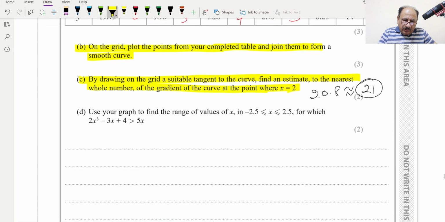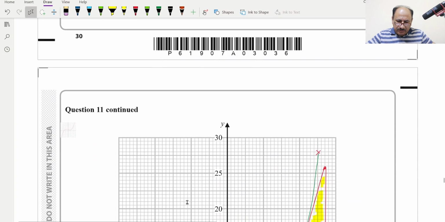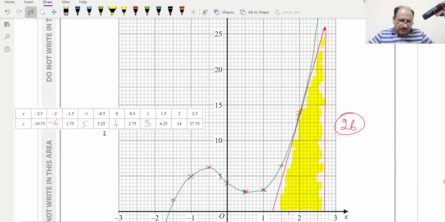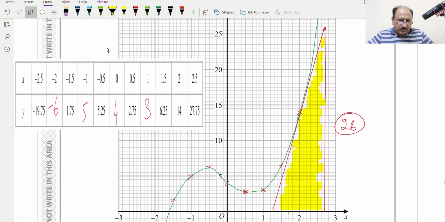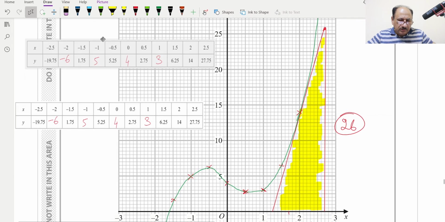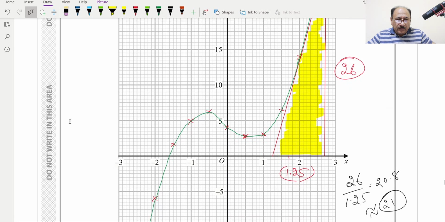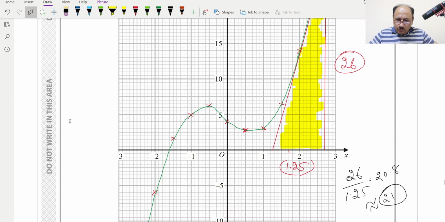Now the D part: use your graph to find the range of values of x in minus 2.5 to 2.5, where this is greater than 5x. So we can draw y is greater than 5x, basically a line. So y is greater than 5x, we can draw over here. So y is equal to 5x.